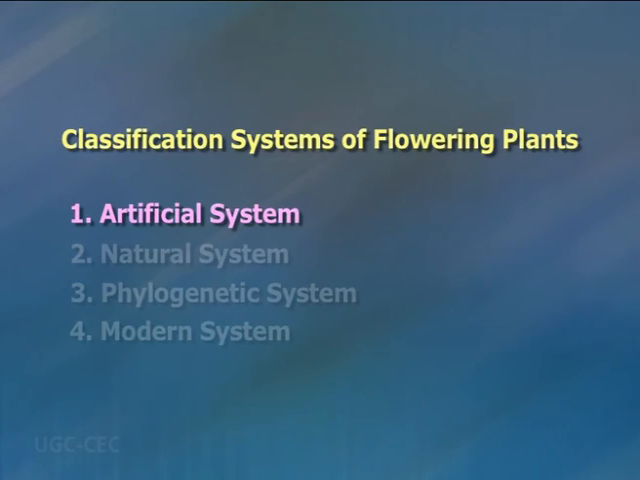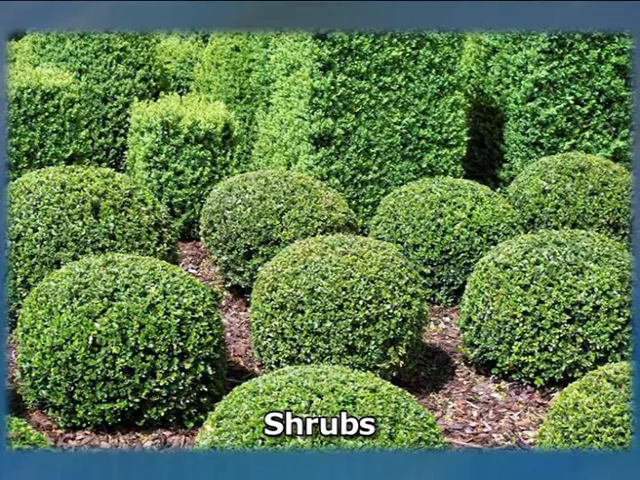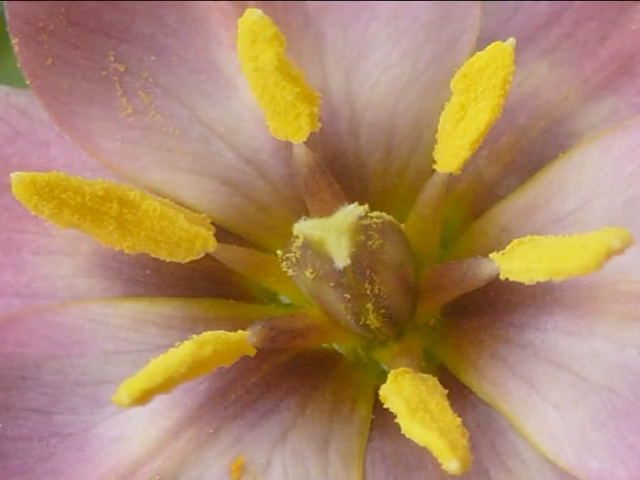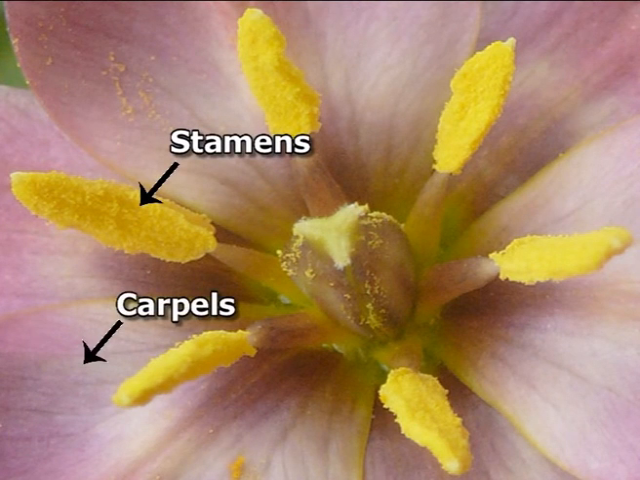First we will see artificial systems. It is considered the earliest system of classification. In the artificial system, plants are classified on the basis of only one or a very few specially chosen characters like plant habit, that is trees, shrubs, herbs, etc., or floral characters, particularly the number of stamens and carpels.